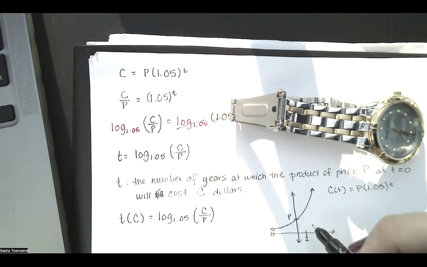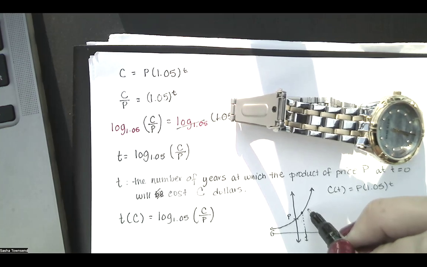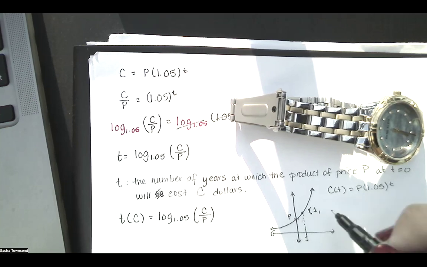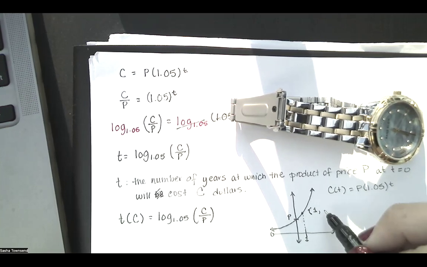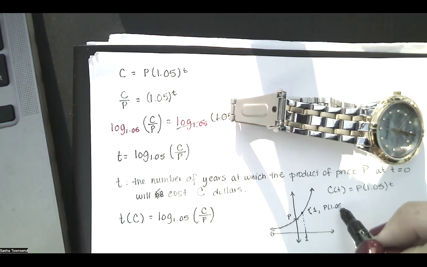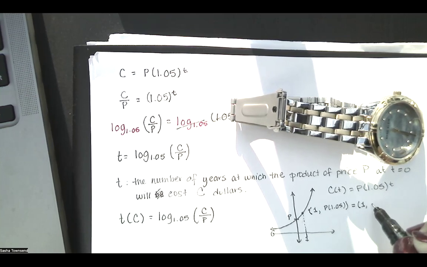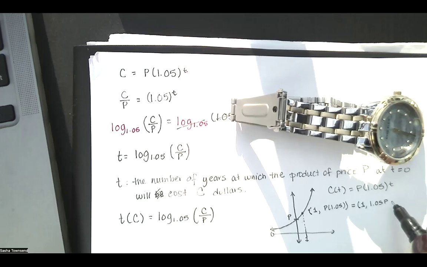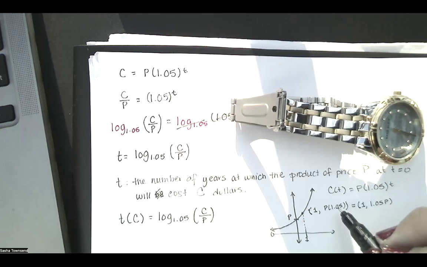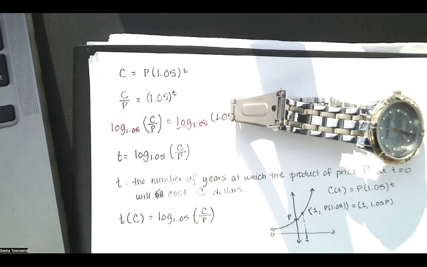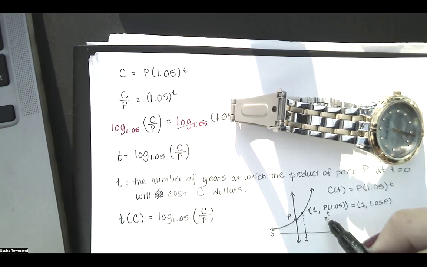So at t equals 1, the y value on this graph is P times 1.05. So it's the original price plus an extra 5%. And maybe it's better to write that as 1.05 times P, just to emphasize that we're multiplying those. This kind of looks like a function, so we want to be careful about that. This is multiplication.